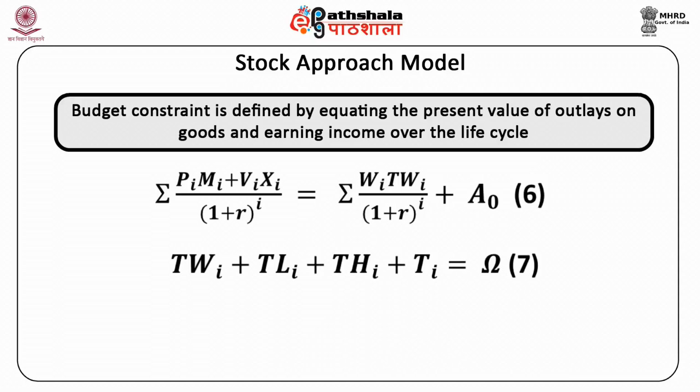TWi + TLi + THi + Ti = omega, Equation 7. TLi = omega - Hi, Equation 8. r is the interest rate. Total time available in a given period, omega, is equal to 365 days. TLi is time lost due to illness.